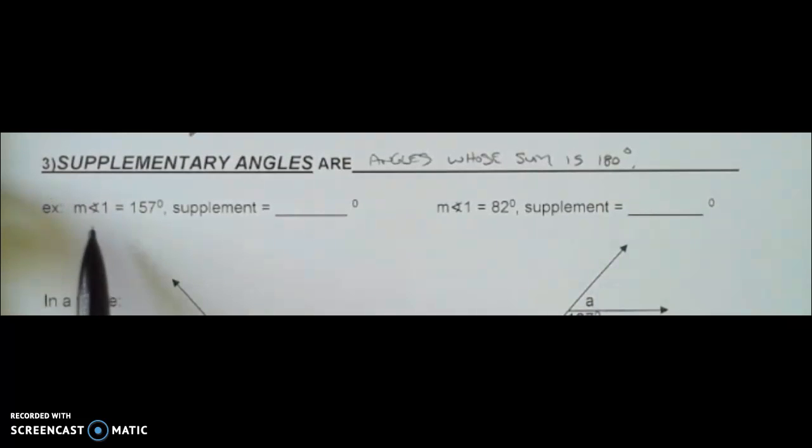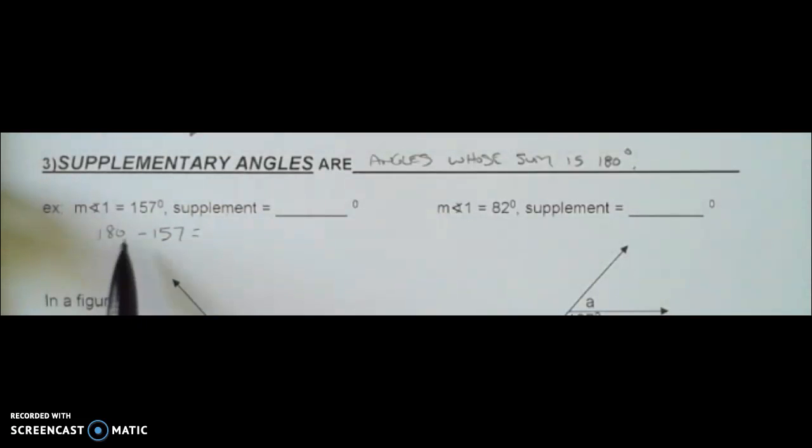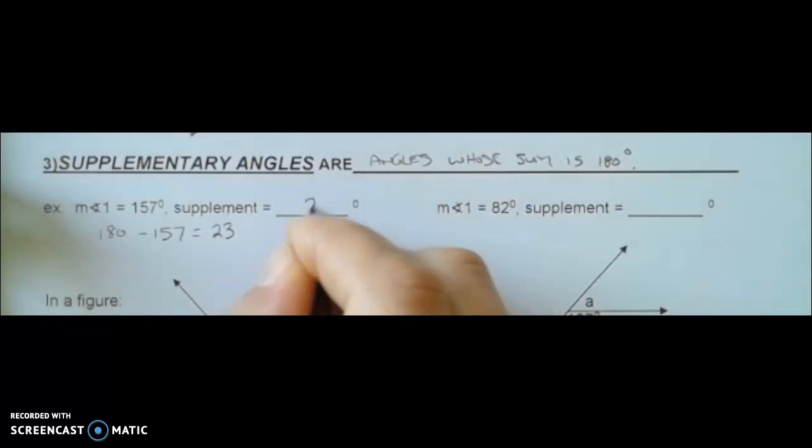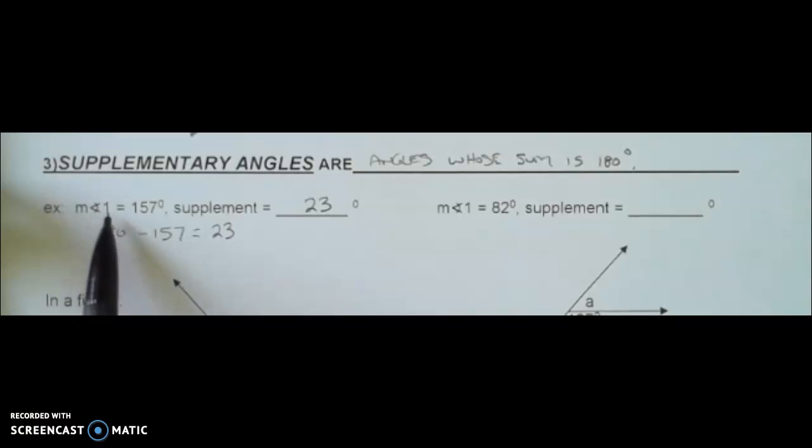So in our first example, the measure of angle 1 is 157 degrees. The supplement would have to be blank. Well, again, they have to add up to 180, so all we need to do is 180 minus 157 in order to figure out the supplement. If you do 180 minus 157, you get 23 degrees. Okay, so if angle 1 is 157 degrees, the supplement must be 23 degrees.